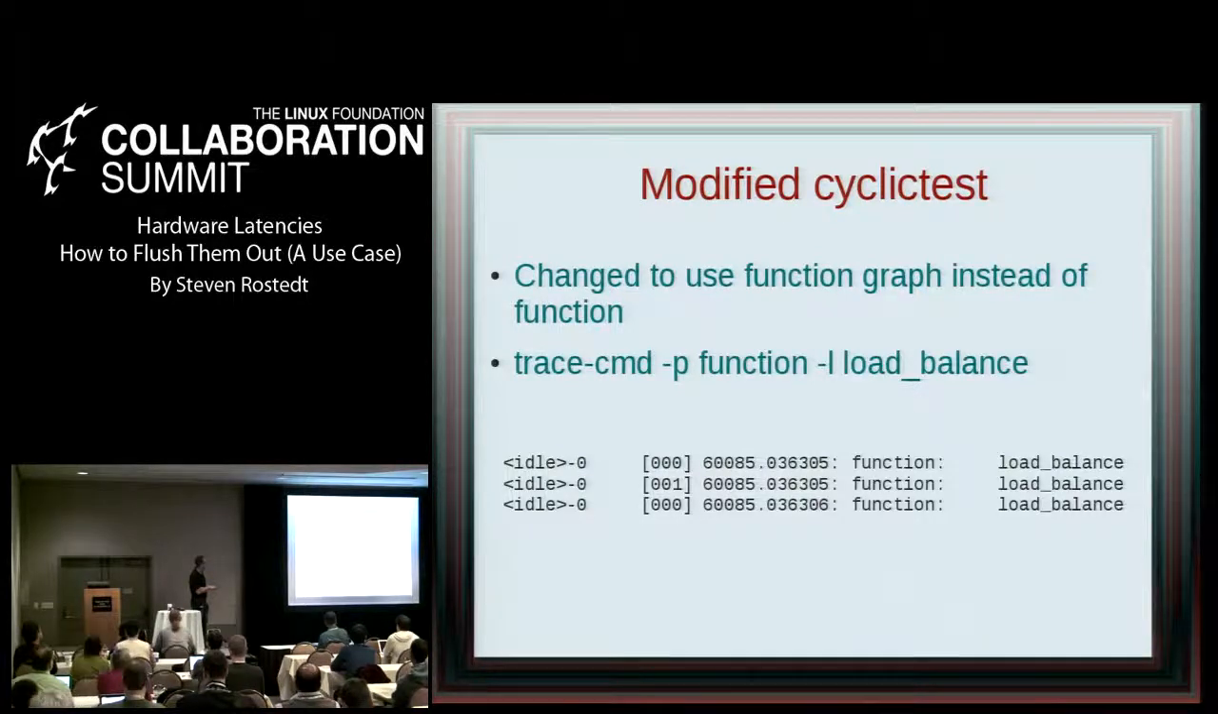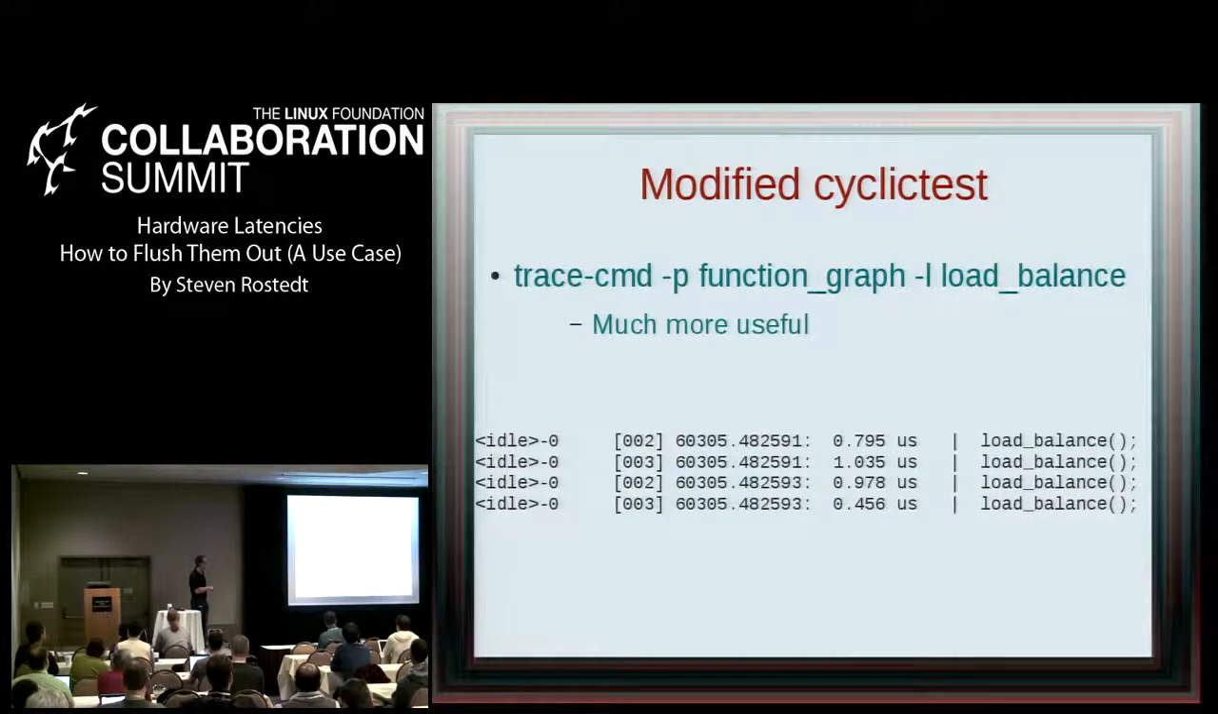With just function tracing, all you see is this. I ran trace-cmd on load_balance, and it shows you that load balance was called, but it doesn't give you any more information. But if I add the function graph tracer, it tells me not just that it was called, but how long it ran for. Here it ran for a microsecond, here 795 nanoseconds. Nothing big. It's all within what we expect. And the function graph tracer adds a lot more overhead than function tracing, so I expect those numbers to be a little bit exaggerated as well.